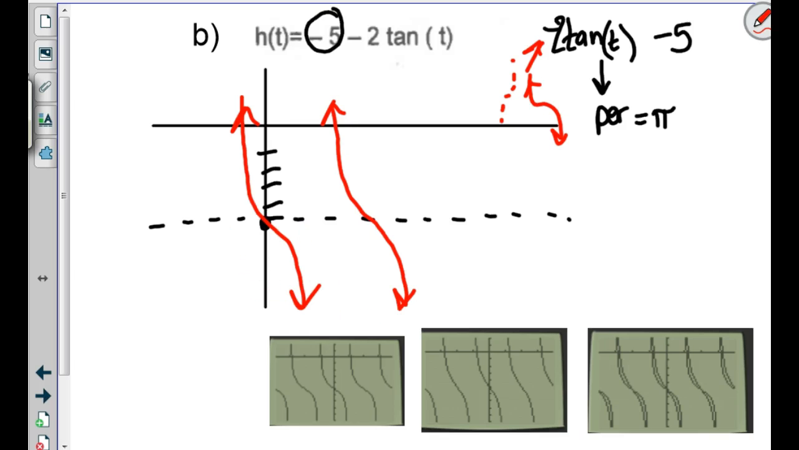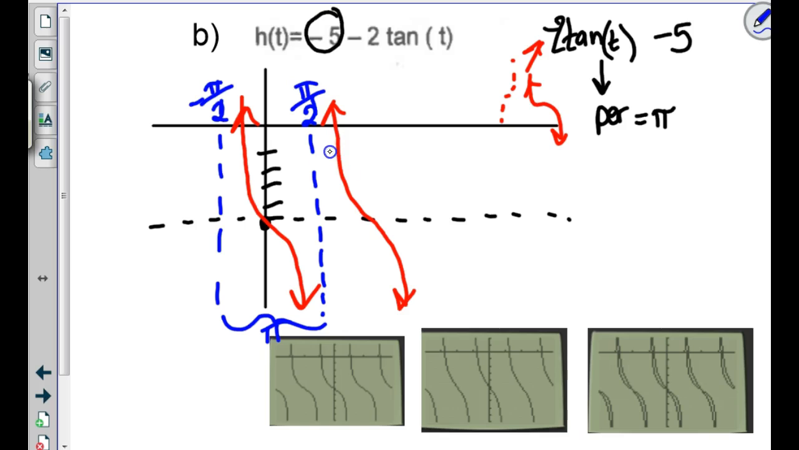All right, so was there a period change? What did we decide? The period was pi, so if this distance is pi, where are these asymptotes at? Yes, negative pi over 2 and positive pi over 2. And the next one would be pi later. Yeah, 1 pi added on here would be 3 pi over 2.